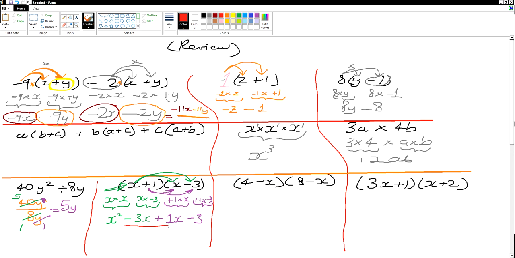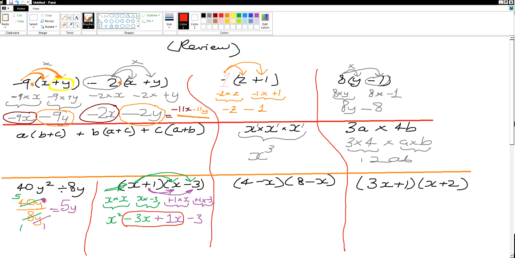What will simplify? What can we simplify? The part which I have put a big sausage around. That will simplify because they are like terms. One's minus 3x, the other one is plus 1x. They're both x terms.